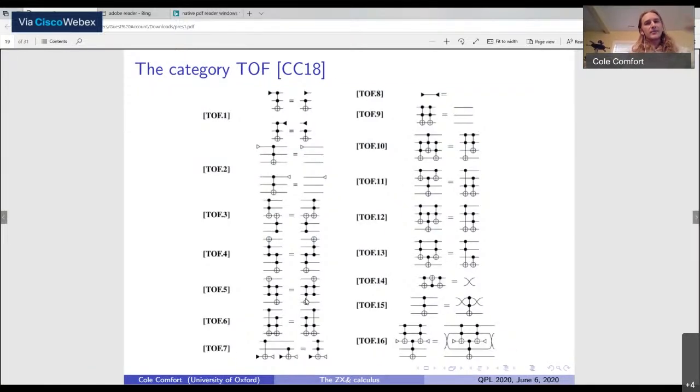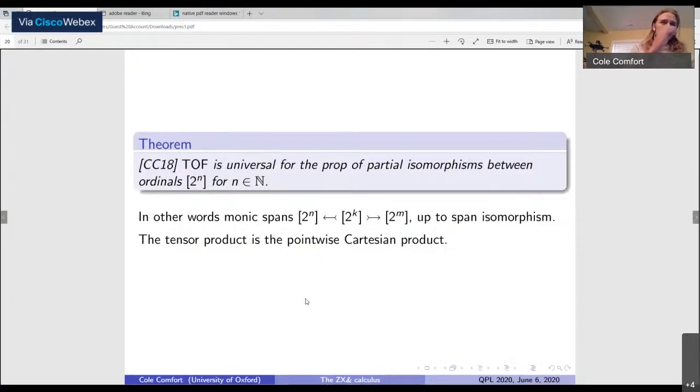So here's a bunch of ugly axioms that I came up with, but the idea is to simplify this. I won't review any of them. In this paper, I showed that this is universal and complete. I should add, I missed this out here, for partial isomorphisms between ordinals of cardinality 2 to the n for some n. In other words, this is monic spans of this form. And of course, the tensor product is the same as before. It's the pointwise Cartesian product.